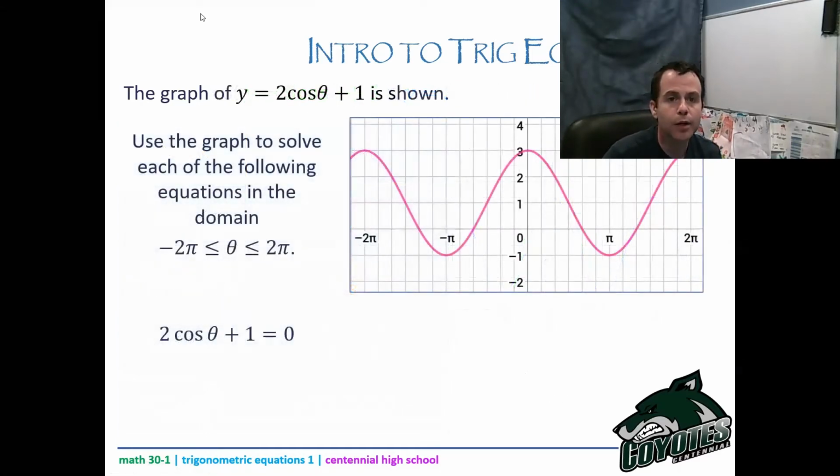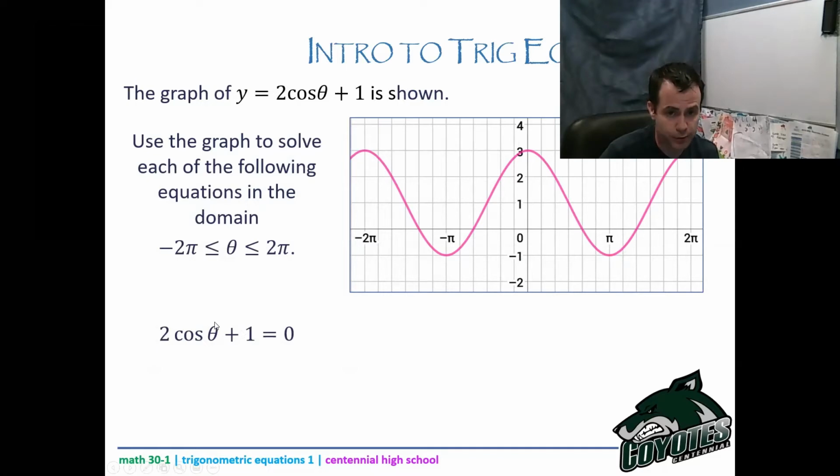Okay, so now, new graph. The graph of y equals 2 cos theta plus 1 is shown. Use the graph to solve each of the following within the domain of negative 2 pi to 2 pi. So 2 cos theta plus 1 equals 0. Again, just think of this like a system of equations. I don't want you to graph this right now. You don't need to. You're just going to look at the picture. But you could graph it in your graphing calculator if you needed to.